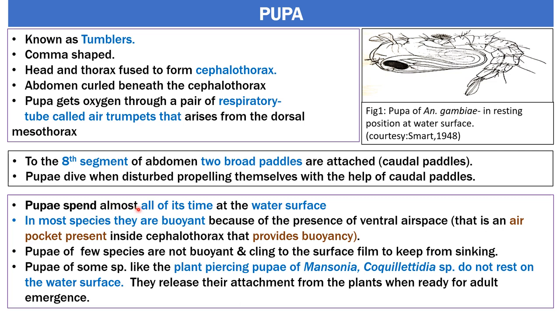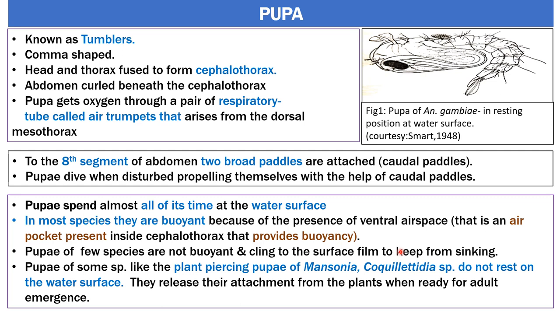Pupae spend almost all of their time at the water surface. In most species, they are buoyant because of the presence of ventral airspace. Ventral airspace is an air pocket present inside the cephalothorax that provides buoyancy. Buoyancy in pupa actually facilitates emergence of adults in most of the mosquito species. But pupae of few species are not buoyant and cling to the surface film to keep from sinking, like that of larva.